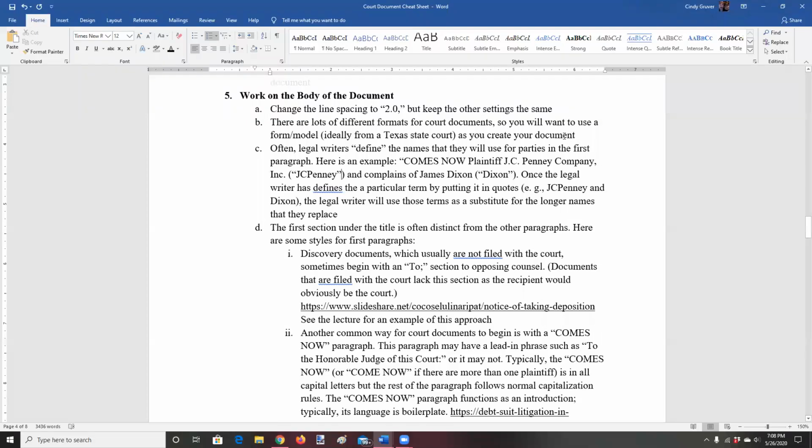Welcome back to our third lecture in which we're going to cover how to format court documents in more detail. So we've covered the caption and we've covered the title of the document. So now we're going to move on to the body.